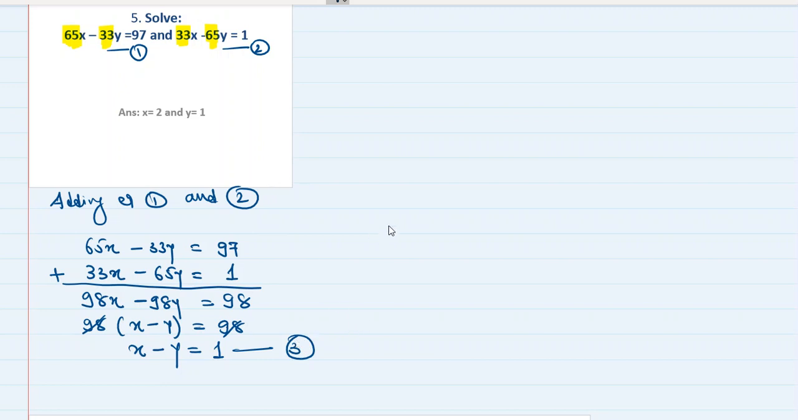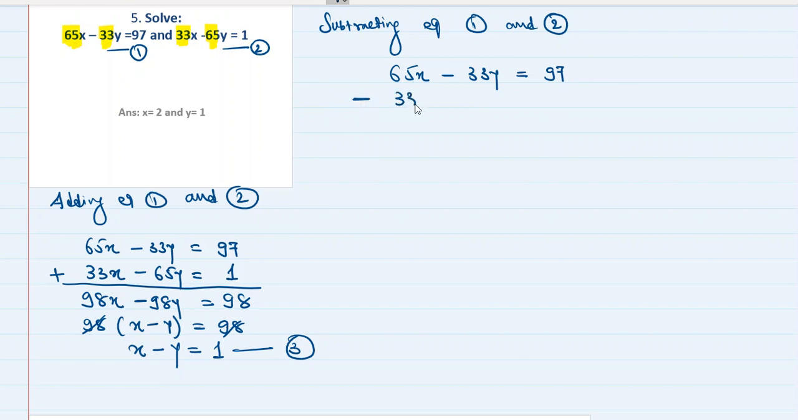But a single equation cannot be solved, right? So you will do one more thing. Subtracting equation 1 and 2. 65x minus 33y is equal to 97, minus 33x minus 65y is equal to 1.